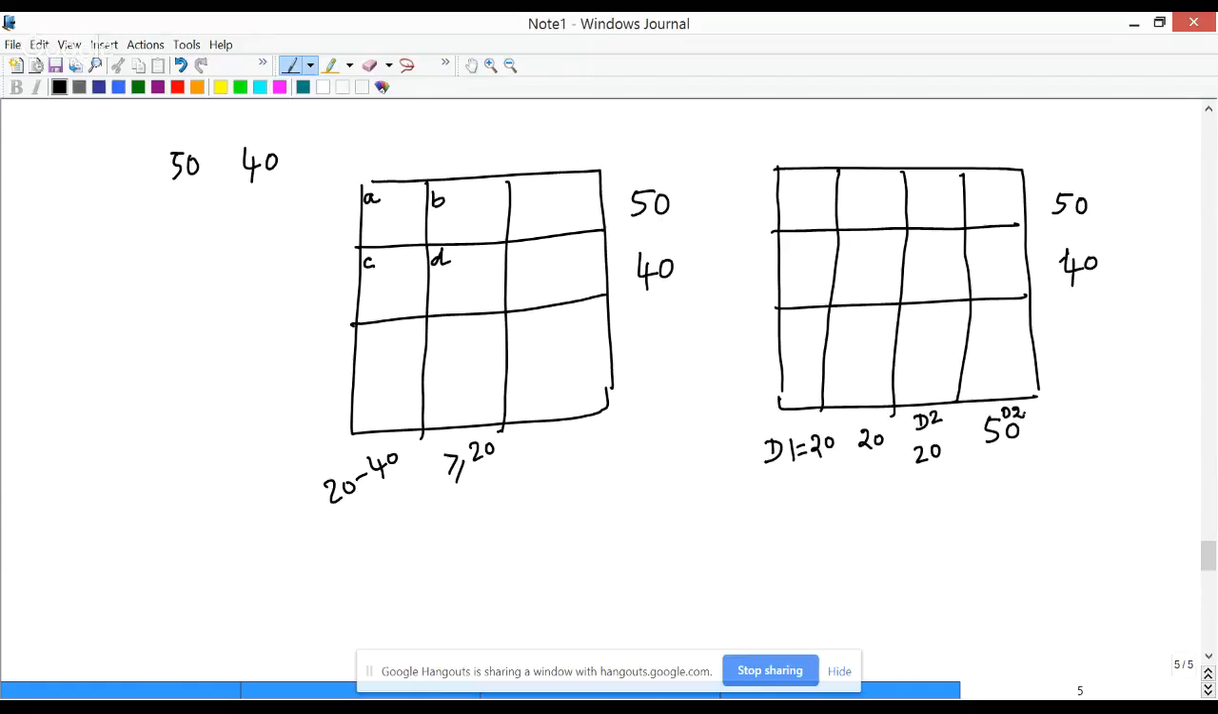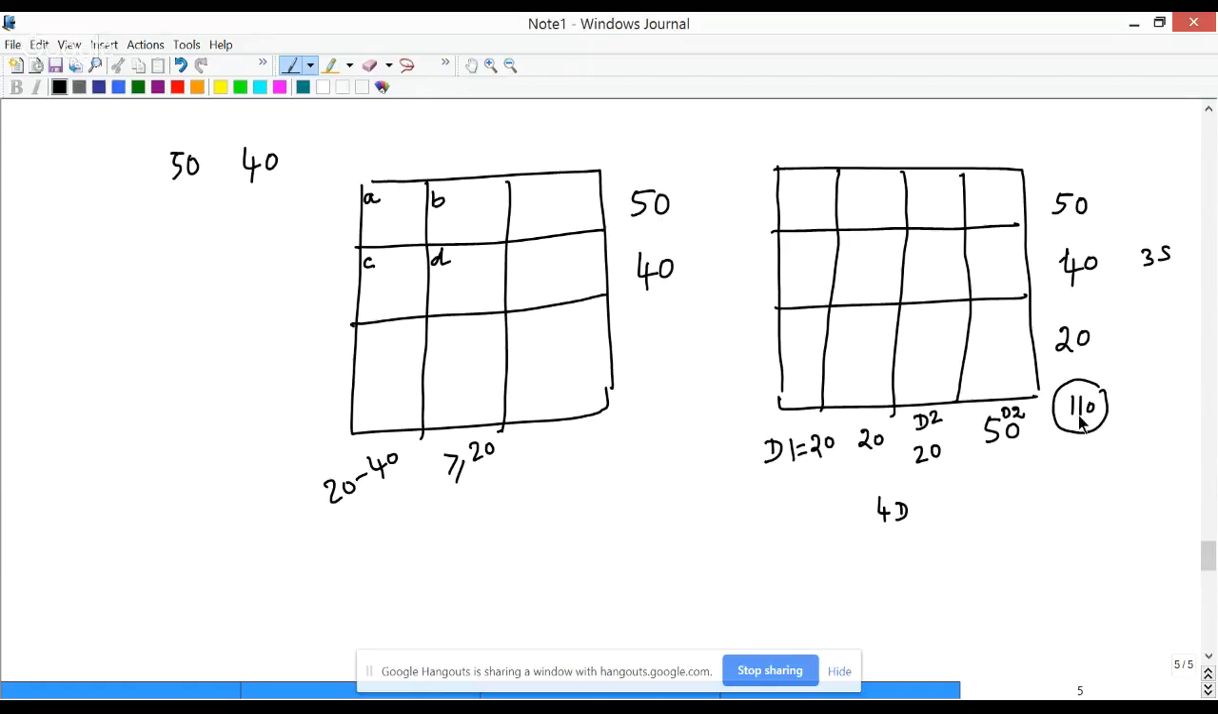Now I am trying to balance it. My total supply is 90 as a balanced transportation problem, but my total demand is 20 plus 20 plus 20, 60, plus 50, 110. Therefore I have to add a dummy supply of 20 to make this balanced at 110. So now it has 3 supply points and 4 demand points with a total of 110.